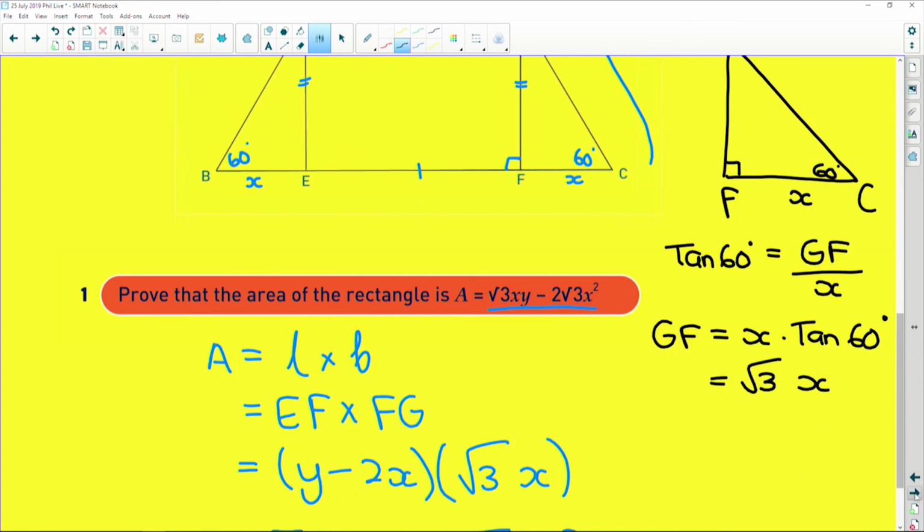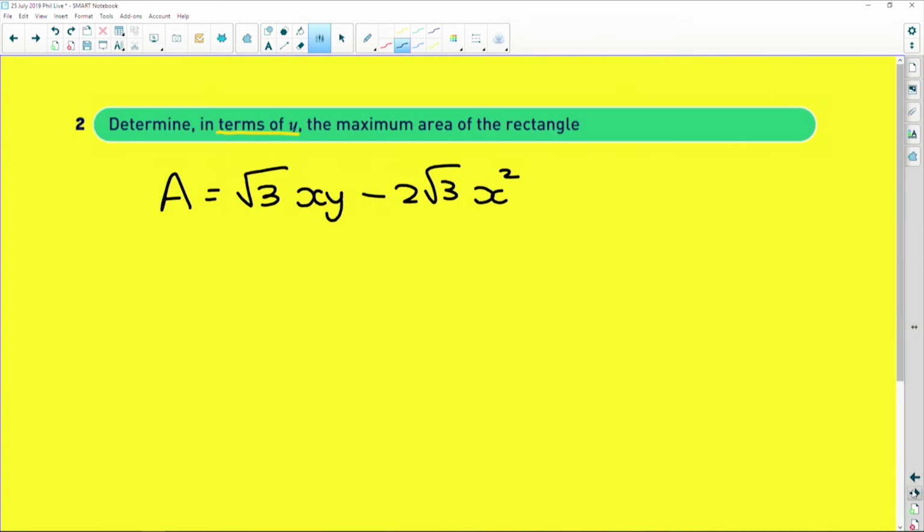Root 3xy, yeah, 2 root 3x squared. Okay, so now they're saying in terms of y. So remember, if you're trying to find the maximum, you need to first differentiate and then make the first derivative equal to 0. Because remember, when we get a graph that looks like this, as this would, because it is a square function, when we're trying to find a maximum, we're trying to find where the gradient is equal to 0. And the first derivative gives us the gradient, so we make it equal to 0.